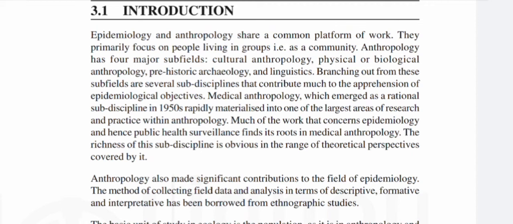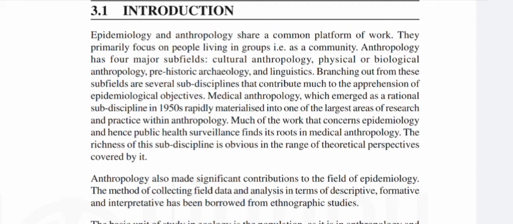Medical anthropology, which emerged as a rational subdiscipline in 1950s, rapidly materialized into one of the largest areas of research and practice within anthropology. Much of the work that concerns epidemiology and hence public health surveillance finds its root in medical anthropology. The richness of this subdiscipline is obvious in the range of theoretical perspectives covered by it. Anthropology also made significant contributions to the field of epidemiology.